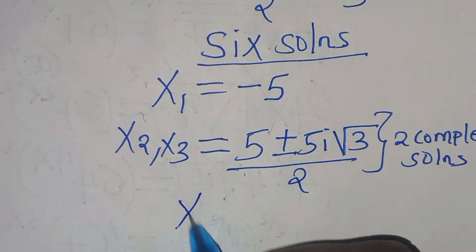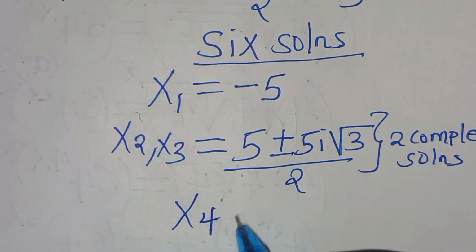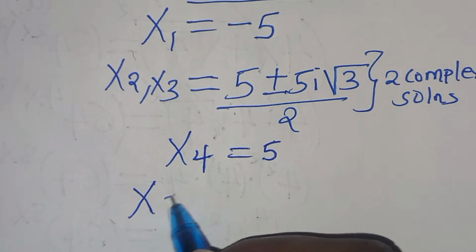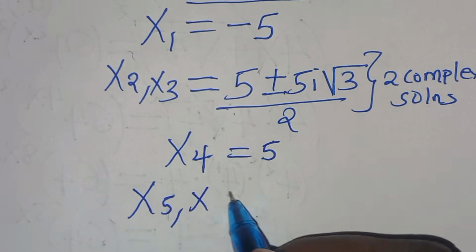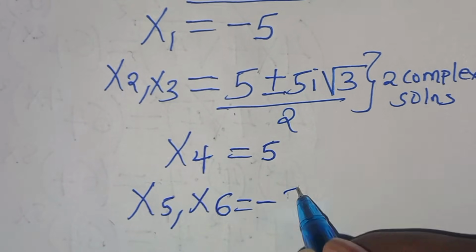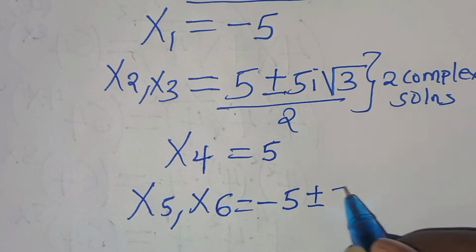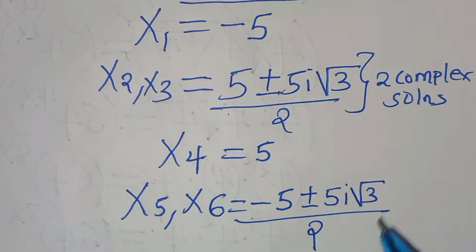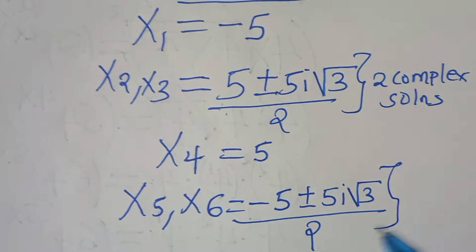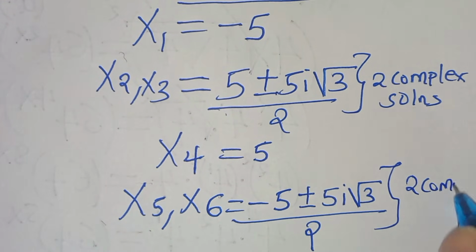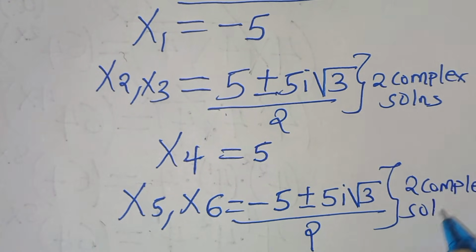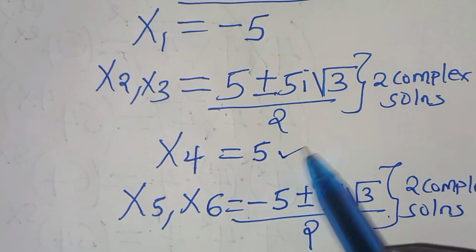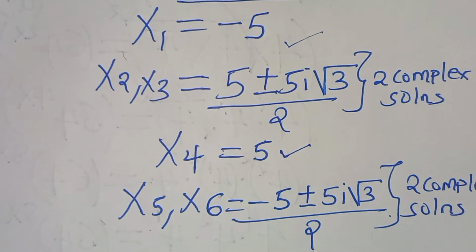Then we have x4, which is actually equal to 5. Then we have x5, comma x6, which is minus 5 plus or minus 5i square root of 3 divided by 2. And again, these are two complex solutions. Now, this totals to 4 complex solutions and only 2 real solutions.